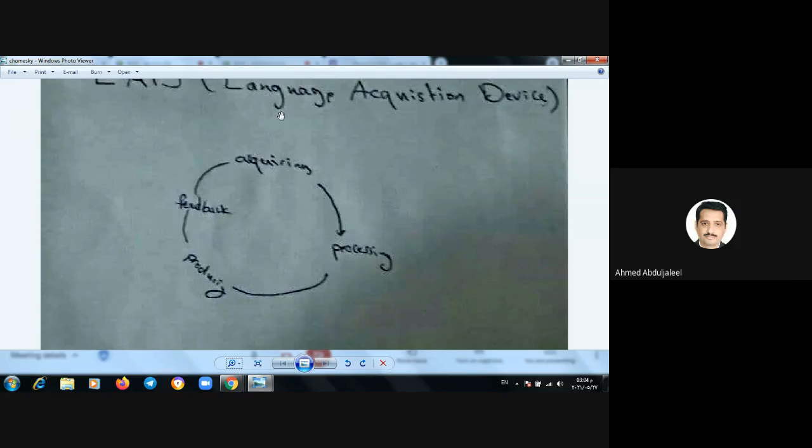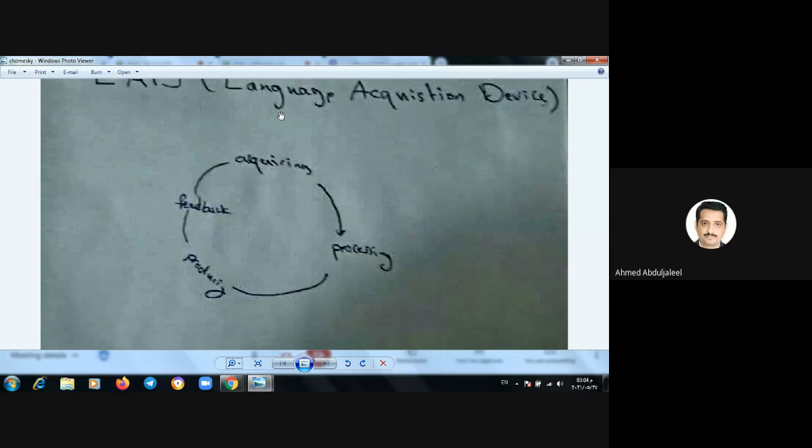We have the first stage. It is acquiring. That is what? Getting, collecting vocabulary that is coming from the outside, from somebody who is talking the language, and we are talking about child acquisition. Now, the child is acquiring, collecting, and getting new vocabulary. Then he is going to process. What is to process? To recognize in his mind. This is happening internally. What is internal? Inside his mind.